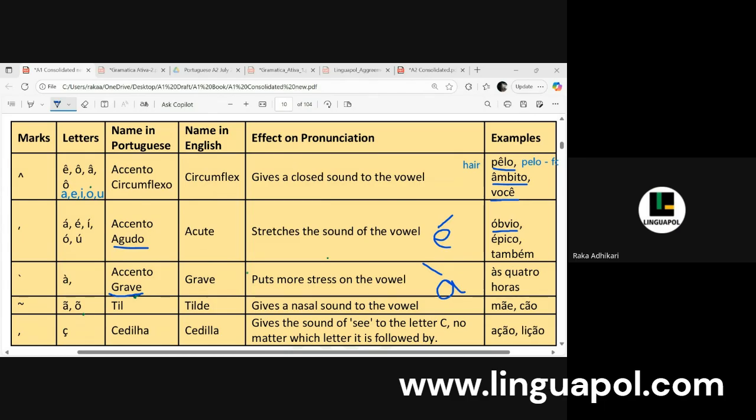It comes only with the letter A, the first letter. It doesn't come with all the vowels, okay? This is a comparatively rarely used accent. The circumflexo and agudo are more popularly used. You can see more appearances of these accents, whereas accento grave is less commonly used. So, as the name suggests, this is grave.